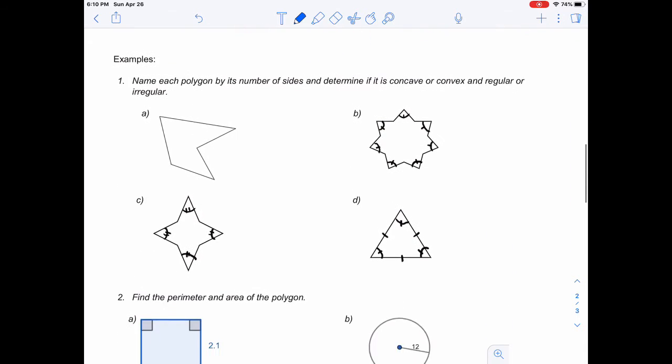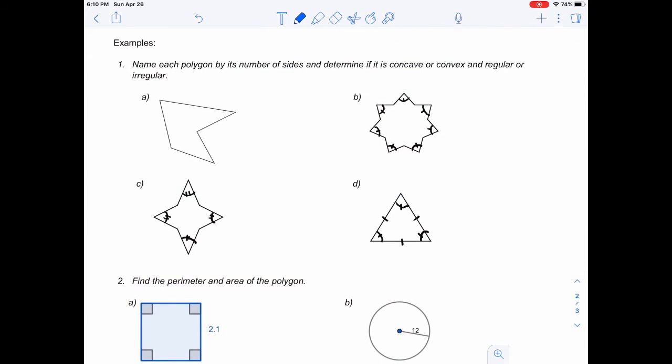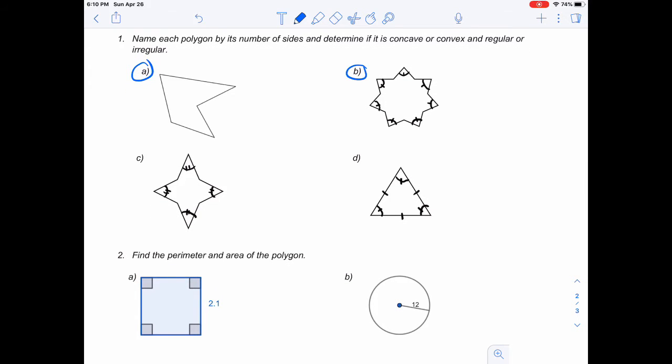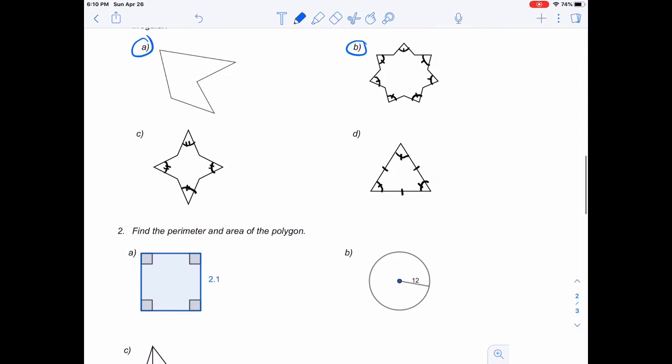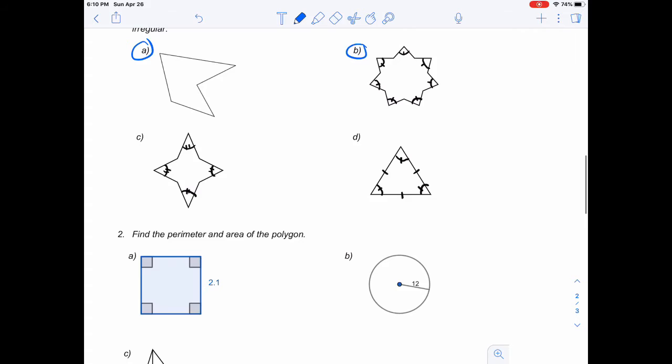So for these first few examples here, we're going to go ahead and do A and B together, and then you guys will do C and D and check your answers with the notes. So for this first one, we have to name each polygon by its number of sides and determine if it's concave or convex and regular or irregular. So first, let's count the number of sides. So we have 1, 2, 3, 4, 5 sides. So a 5-sided shape here. I'm going to write 5 sides. That is called a pentagon. So even though it doesn't look like your typical pentagon, it still is because it has the 5 sides.